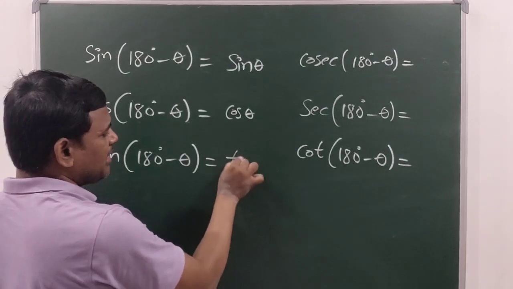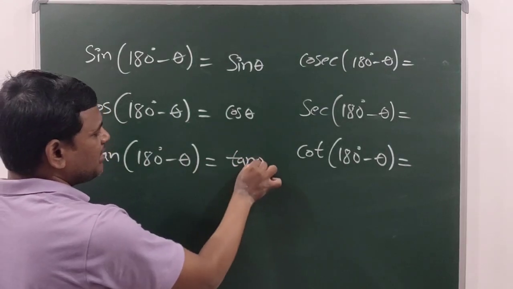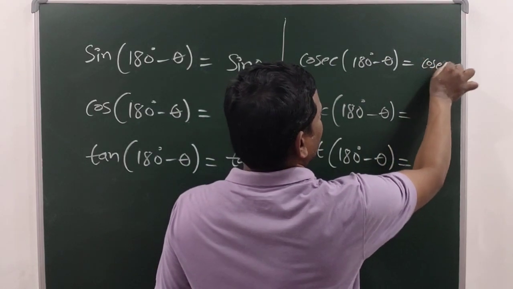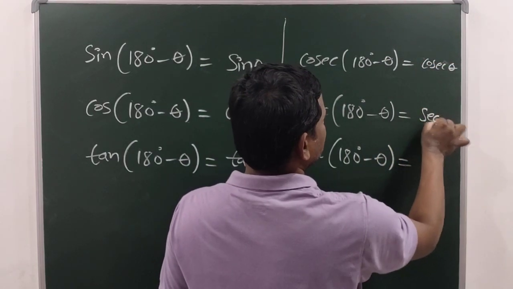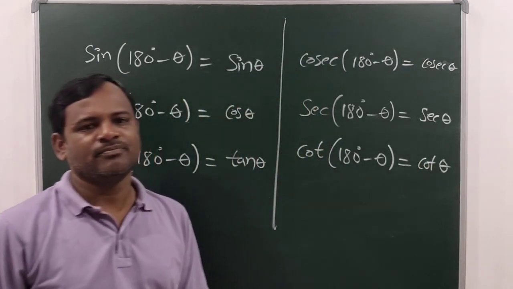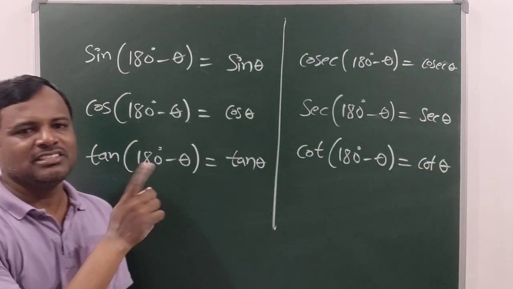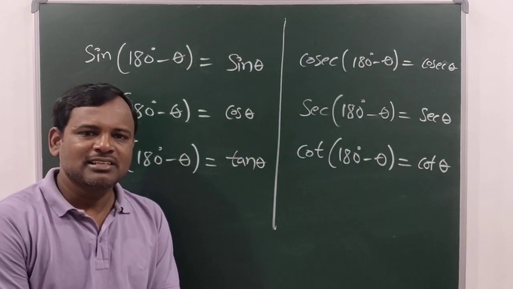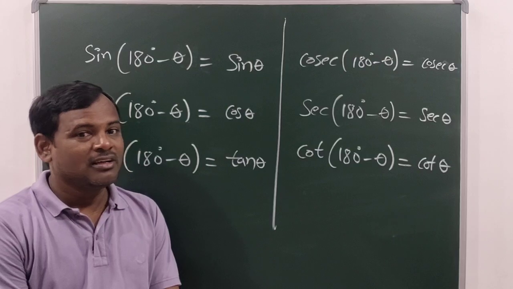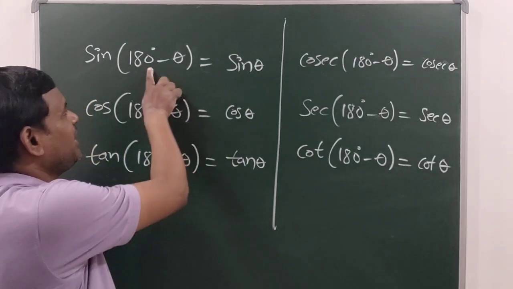Tan will come as tan, angle is theta. Cosec will come as cosec only, angle theta. Secant will come as secant, angle theta. Cot will come as cot only, angle is theta. No changes have come in the ratios, but the sign will change because of 180 minus.